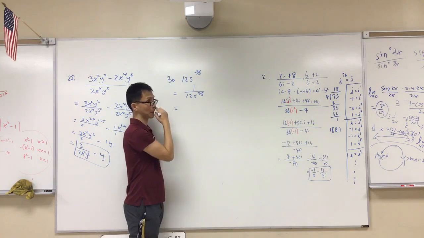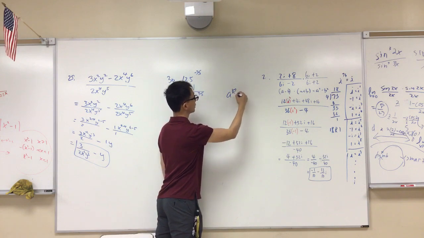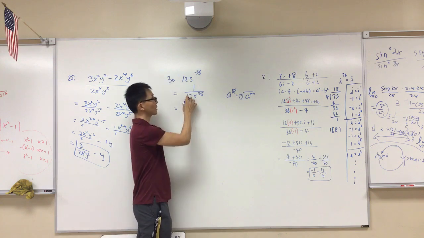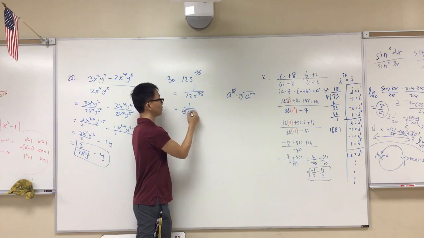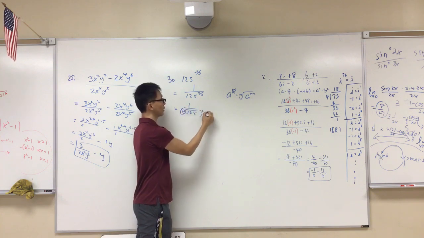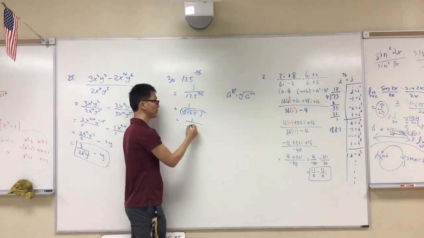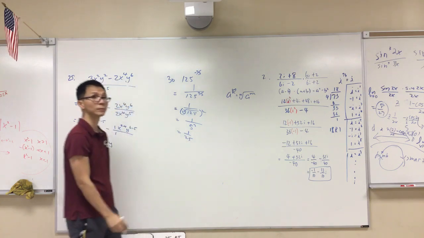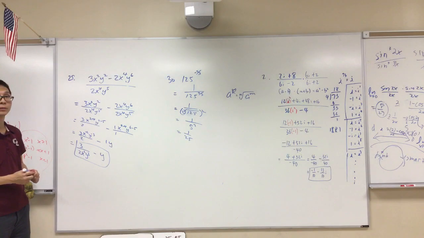So then there's the power over roots, right? A to the m over n is equal to the nth root of a to the m. So that's equal to what? Third root of 125, and then square. Third root of 125 is 5, squared. That's equal to 1 over 25.